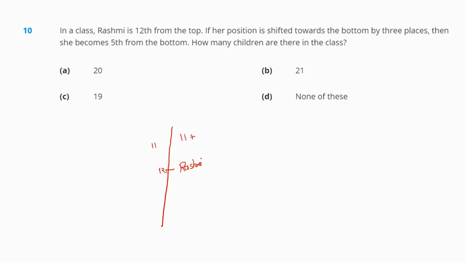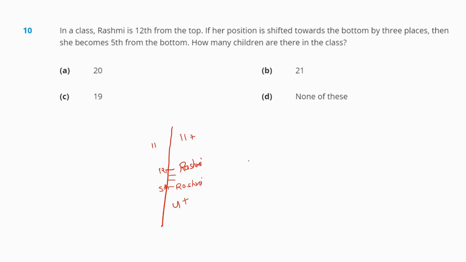Rashmi shifts 3 places down. So it is 1, 2 and 3. So Rashmi will come here. Rashmi comes here. Now her position is 5th from bottom. So this is the 5th position. So here will be 4 people.